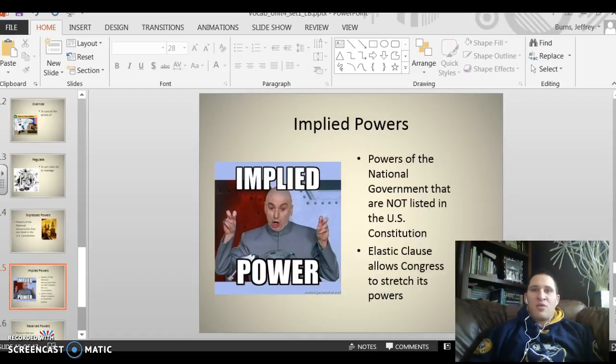Minimum wage, another example. We never had hourly wages until the Industrial Revolution. Okay, so now we need to figure out a way for the government to promote the general welfare of people. We establish a minimum wage. This is called the elastic clause or the necessary and proper clause. So Congress can do what is necessary and proper in order to carry out express powers.